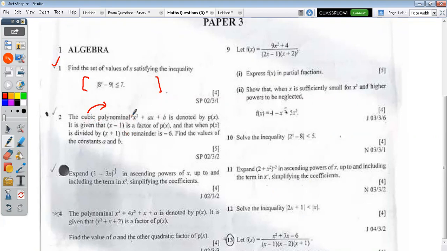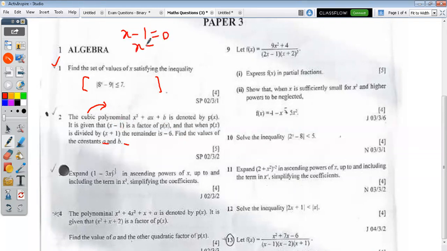The cubic polynomial x cubed plus ax plus b is denoted by p of x. It is given that x minus 1 is a factor of p of x, and that when p of x is divided by x plus 1, it leaves a remainder of negative 6. Find the values of the constants a and b. 5 marks.